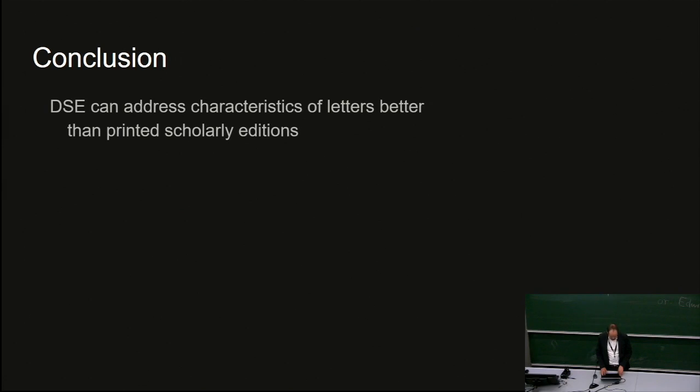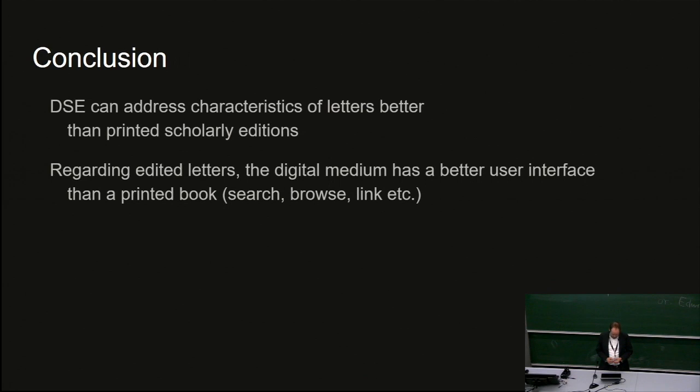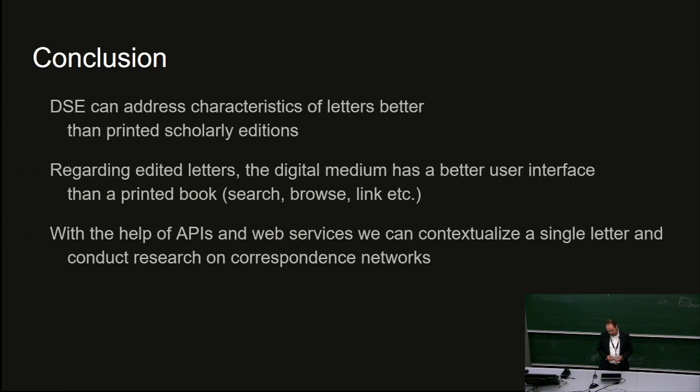Yeah, the conclusion. The digital scholarly edition can address characteristics of letters better than printed scholarly editions, as we have seen. Regarding edited letters, the digital medium has a better user interface than a printed book. You see the search, the browse functions, the link functions, and the automatically generated links between the scholarly editions. And with the help of the APIs and web servers, we can contextualize a single letter and conduct research on correspondence networks, which was not available before.